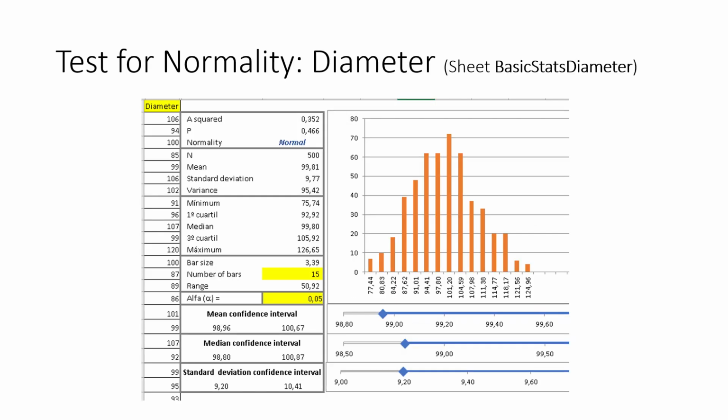We want to know, to what extent is our diameter distribution normal Gaussian? We do this normality test in sheet basic stats diameter. We can confirm this diameter data follows a normal distribution. P-value 0.466 is greater than alpha 0.05. Meeting this normality condition is a prerequisite for the validity of our SPC test we have just performed.